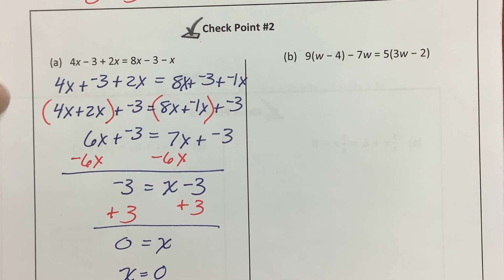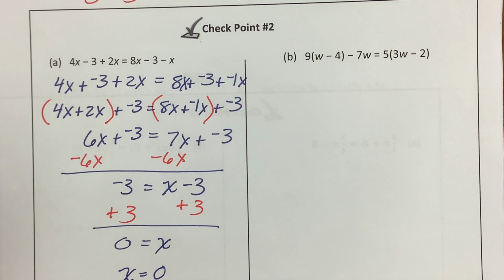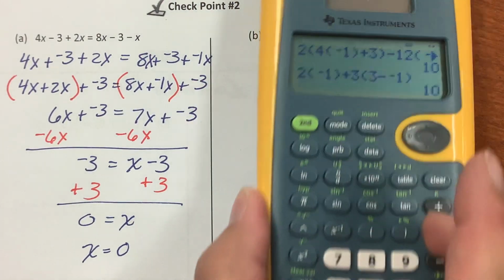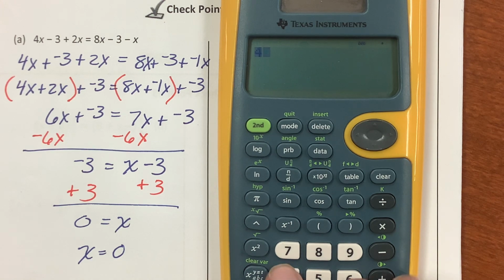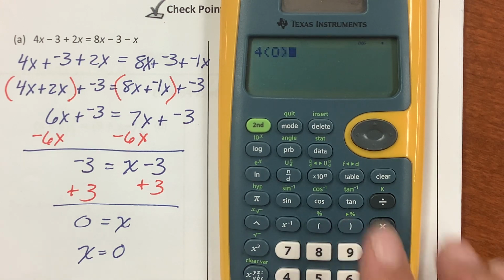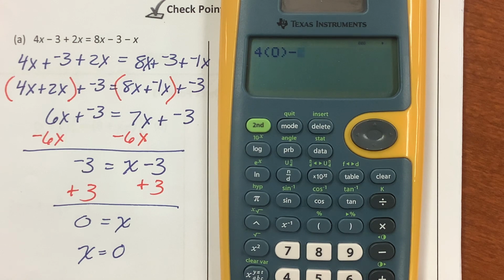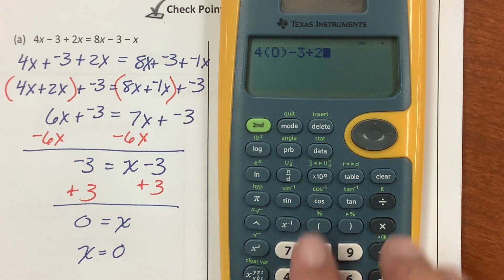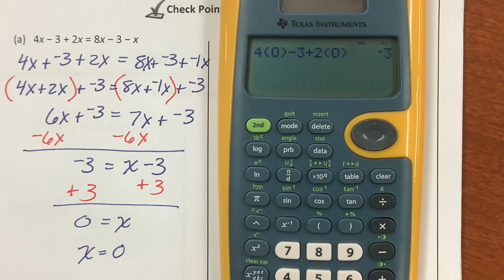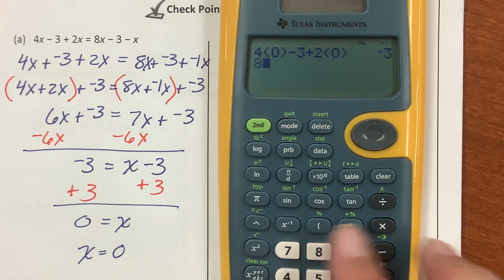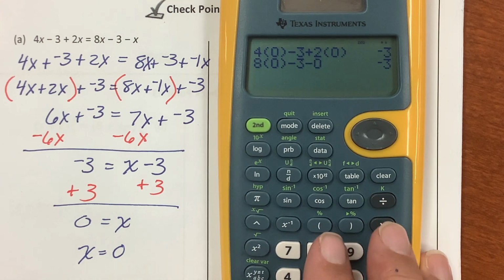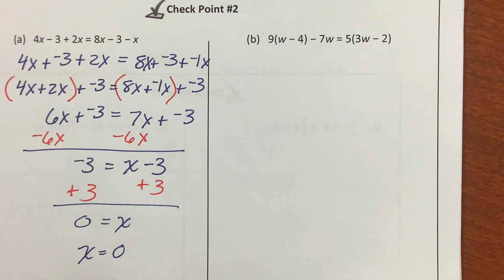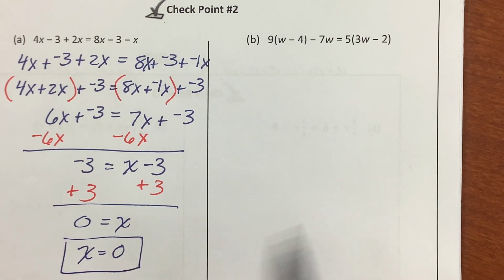Let's see. I mean, I know that one's right because I kind of checked it already, but let's look at that. Thank goodness for calculators. They help us so much. 4 times 0 minus 3 plus 2 times 0 equals negative 3. 8 times 0 minus 3 minus 0 equals negative 3. See? X is 0, which is a little weird. Don't get that too often, but hey, why not?